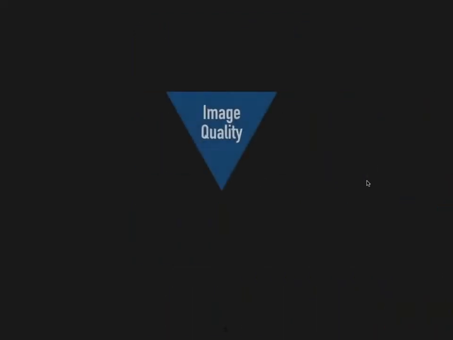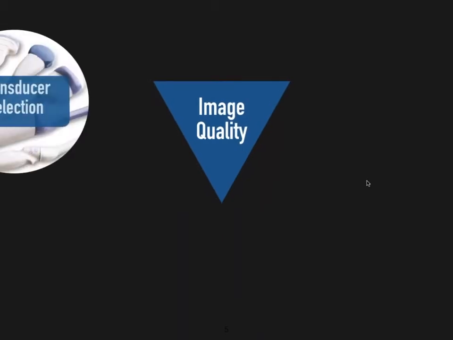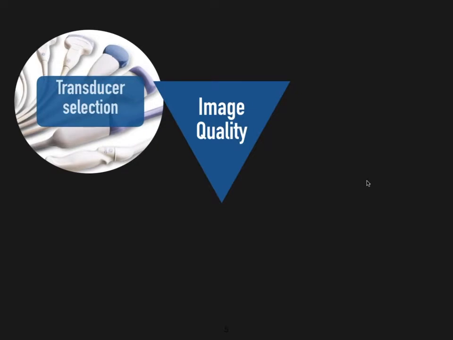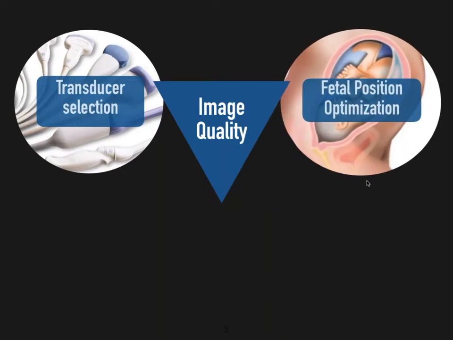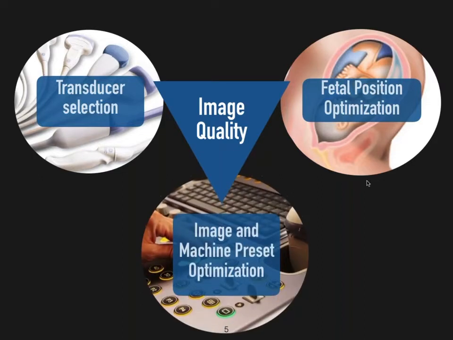Here are the 3 main key factors that contribute to quality imaging. First, transducer selection, so just understanding the various probes utilized in fetal cardiac imaging. Second, fetal position optimization, an optimal approach to position the fetus in the uterine cavity, especially with challenging maternal body habitus. And third, image and machine preset optimization, so just understanding your key functions and how they make a big impact on your imaging.